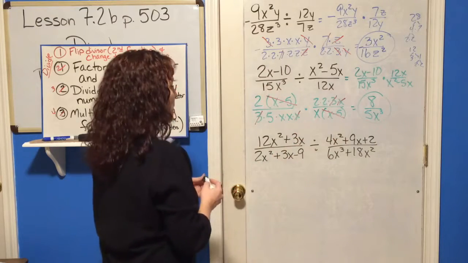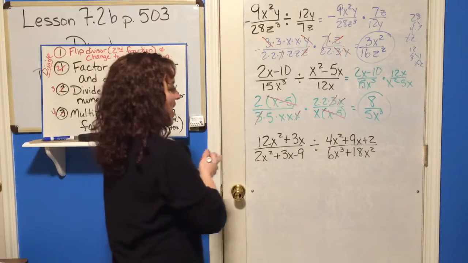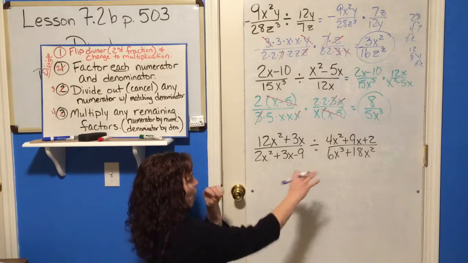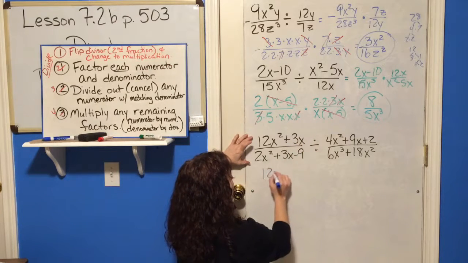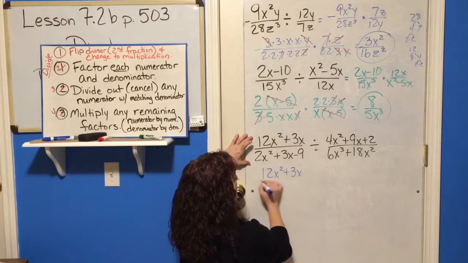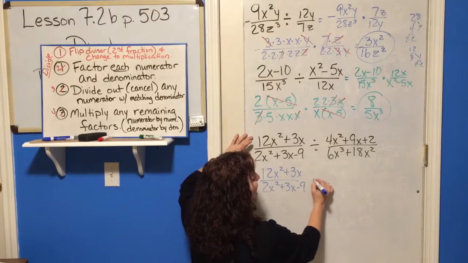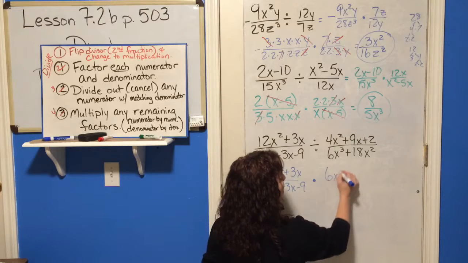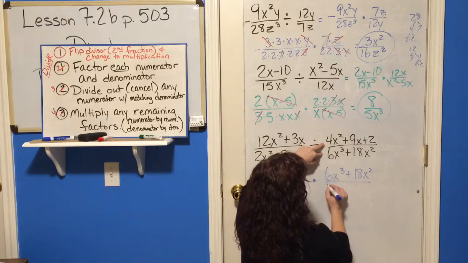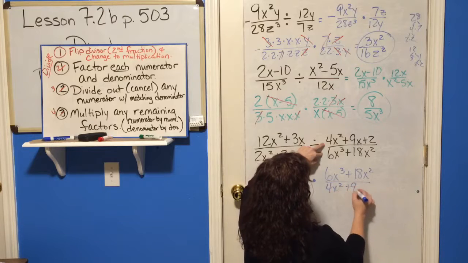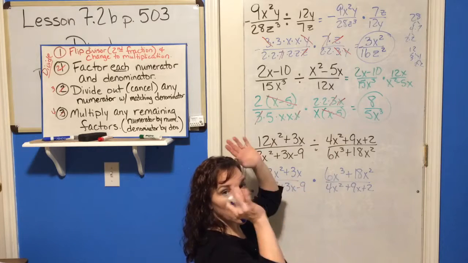Let's do one more. Here we go. Now, this one is longer and scarier looking, but it's exactly the same thing. I don't have enough room to go outward, so let's just go downward. Remember, the first fraction stays the same, 12x squared plus 3x over 2x squared plus 3x minus 9 times 6x cubed plus 18x squared over 4x squared plus 9x plus 2. Remember to flip this. So don't forget to flip the second one. That's going to mess you all up if you don't do that.